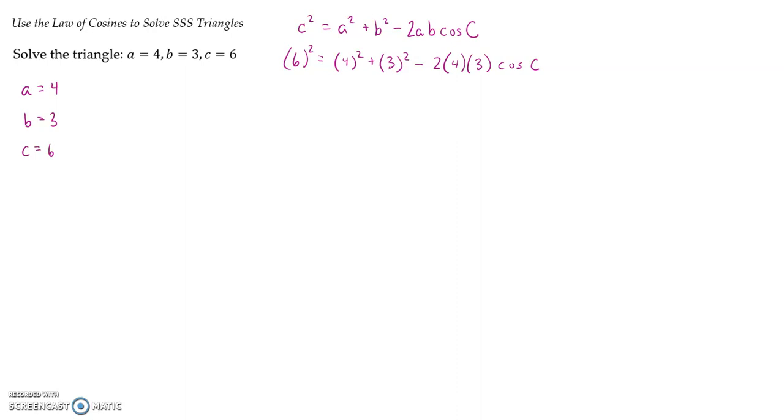Now that we've got everything plugged in, let's go ahead and simplify. 6 squared is going to give us 36. 4 squared is going to give us 16. 3 squared is 9. And we have 2 times 4 times 3, which is going to give us 24, times cosine of c. So we'll go ahead and simplify our next step here. 16 plus 9 is going to give us 25.